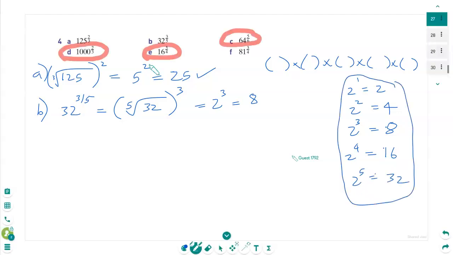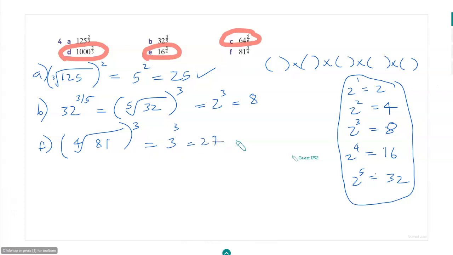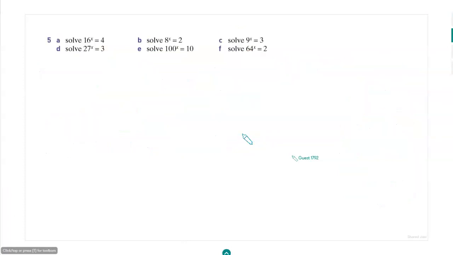2 to the power 5. Well, you do F. Fourth root of 81 to the power 3. Fourth root of 81? 3. To the power 3, yes. Very good. 3 to the power 3. 27. 27, very good.